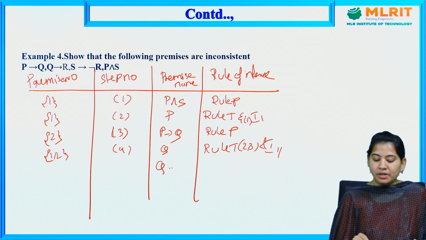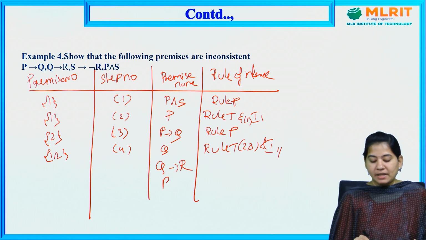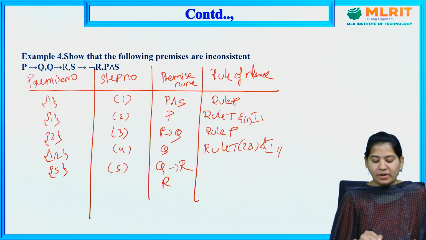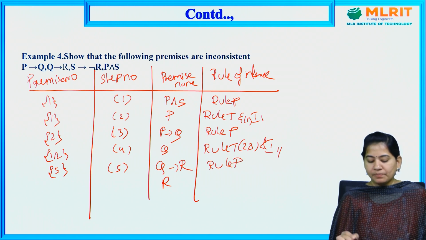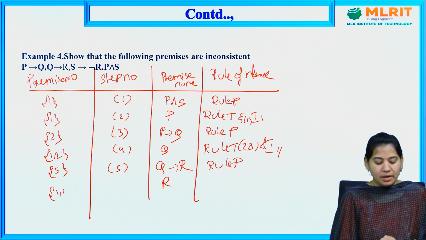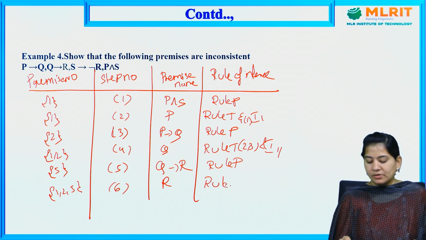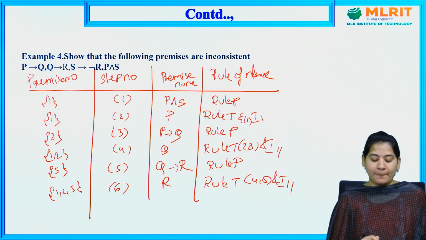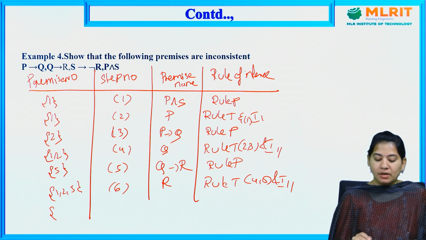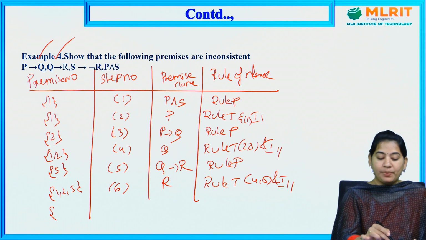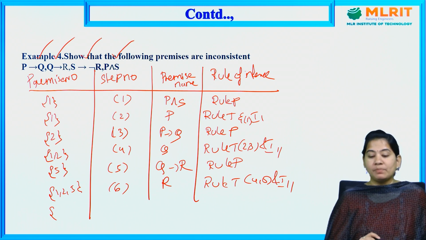Next we are going with the Q implies R, which is called here R. So here the premises number is 5, step number is 5, and this is called rule P. And here this 1 comma 2 comma 5 will get premise numbers, step number is 6, and this is called rule T by steps 4 comma 5 and I11 formula. Next if you see here, we got P implies Q is done, Q implies R is done, and P and S is also done. We are left over with S implies negation R.